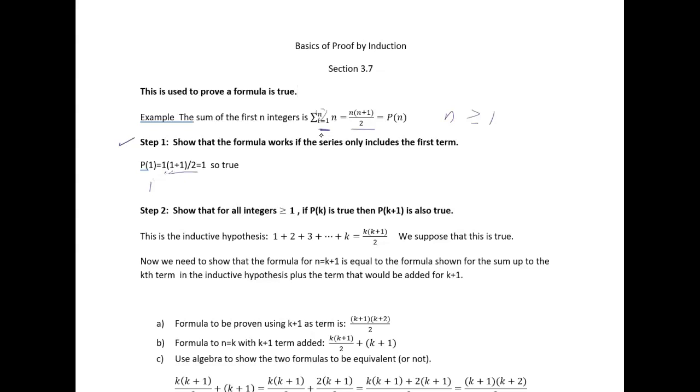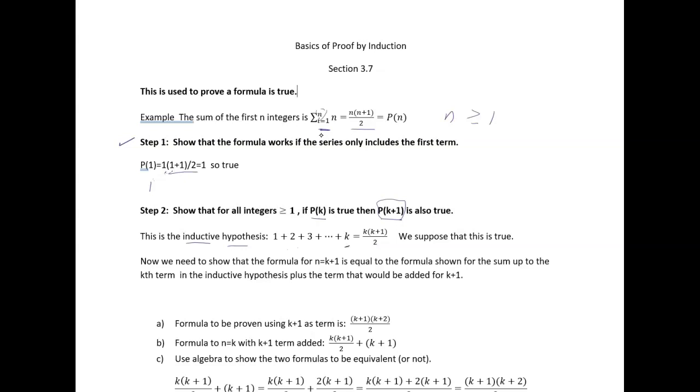The next step confuses students more than it needs to. It looks just like a change of variable, but you're just saying, for some number k, I'm going to show that if I find p of k and then add to it the k plus first term, I get the same as if I did the formula for p of k plus 1. So this is what you call your inductive hypothesis. You write out what you're doing: you're adding 1 plus 2 plus 3, but instead of n it's a k, all the way up to k.